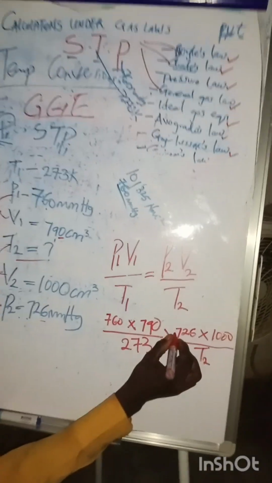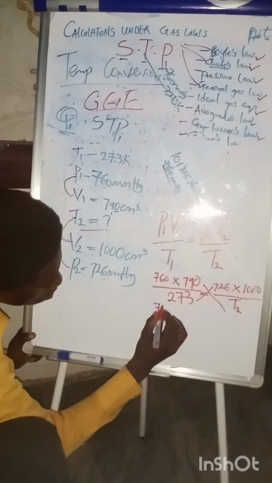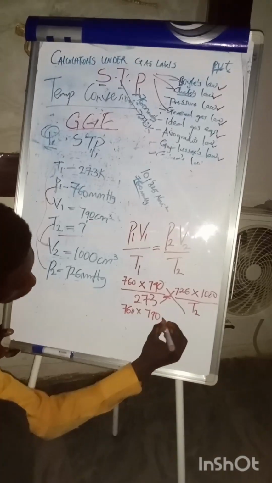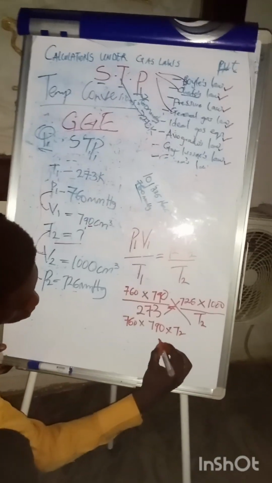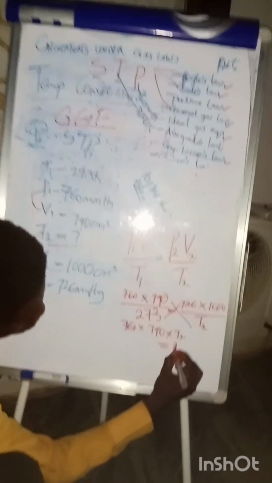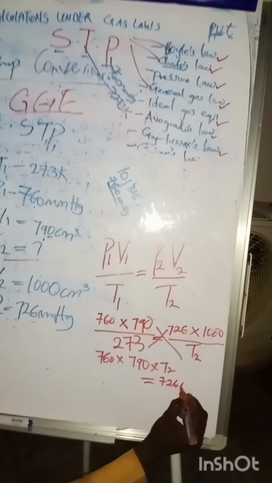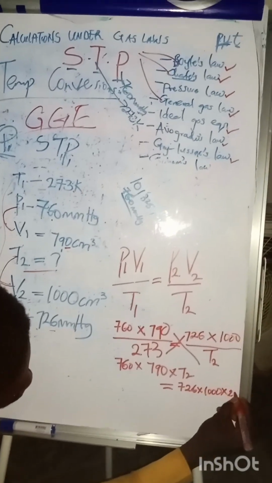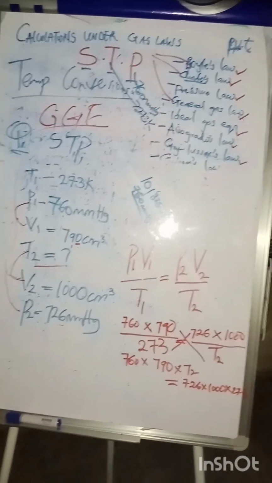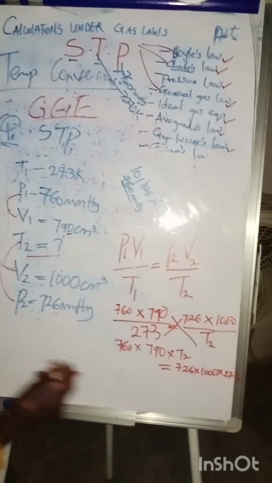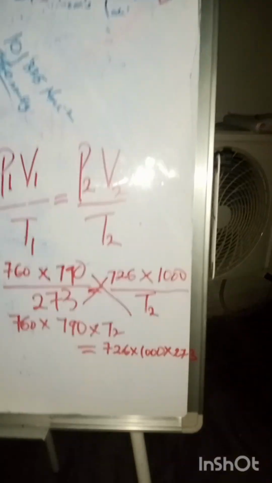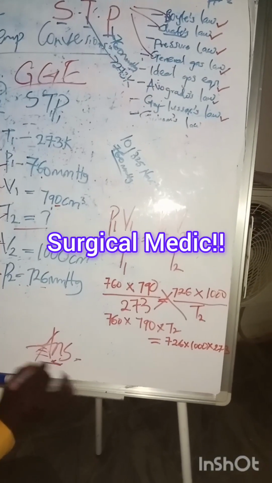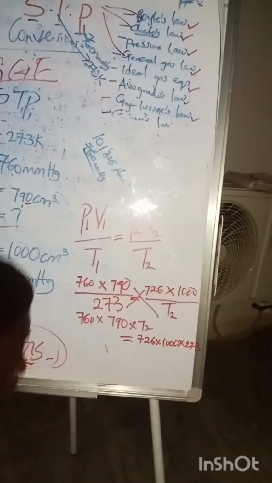Then you do your normal math. Just cross multiply. That is 760 times 790 times T2 is equal to 726 times 1000 times 273. Are you with me? So do your normal math here and tell me your final answer in the comment section. If you cannot answer this, that means, oh my god.